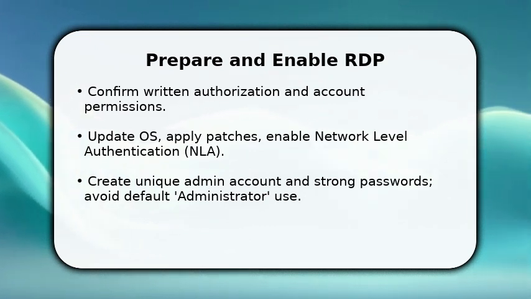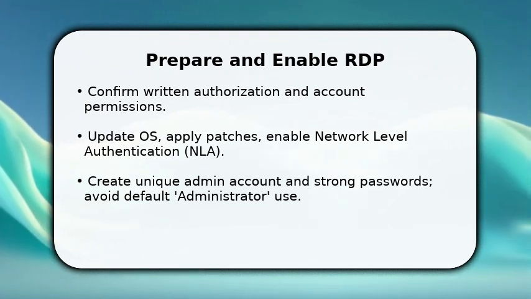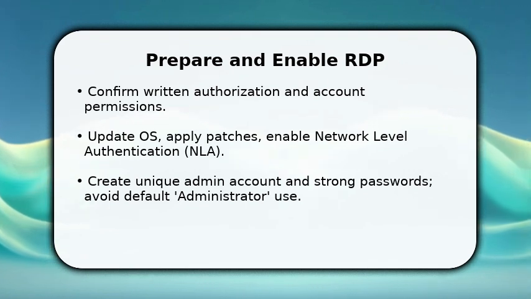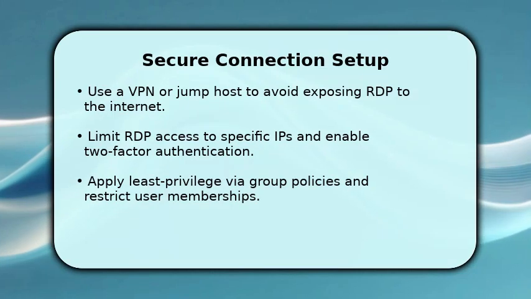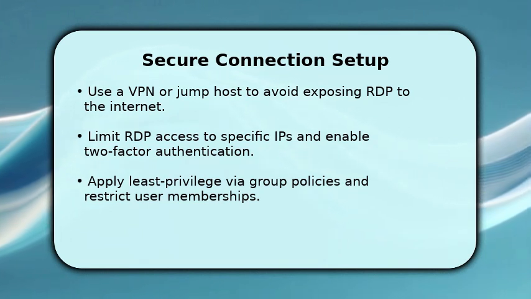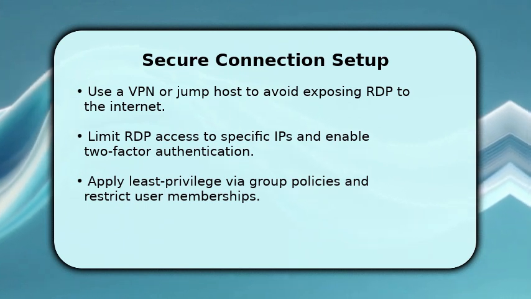Make a dedicated admin account with a strong, unique password and disable or rename default accounts. That limits lateral movement and is why attackers prefer unrenamed defaults. You now build a secure path to the host. Route RDP through a VPN or a hardened jump host so the service is not internet-facing, which lowers attack surface.